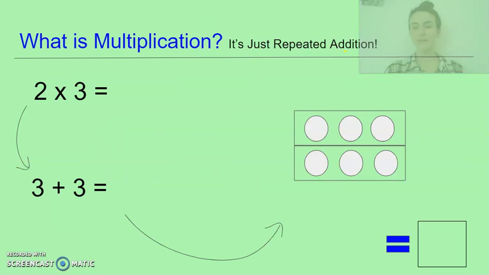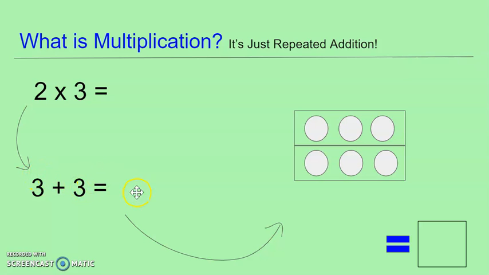All right, so what is multiplication? Well, multiplication is just repeated addition. So what does that mean? Repeated addition is when you add the same number multiple times, okay? So for example, the multiplication problem 2 times 3 is just like saying two groups of 3. So that would be 3 plus 3, right? Two groups, 1, 2, of 3.